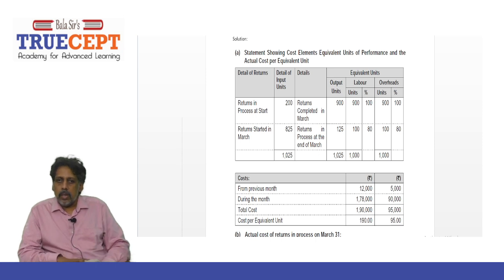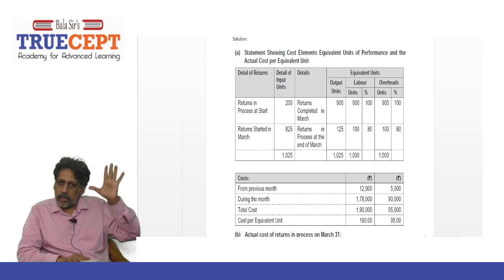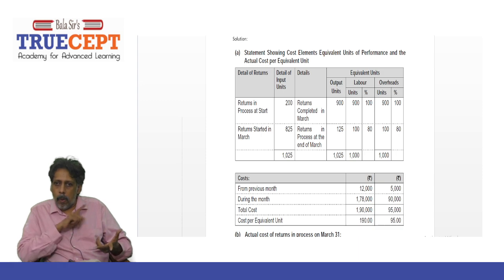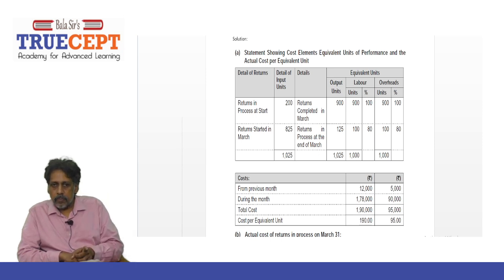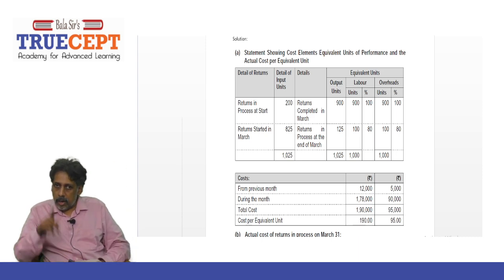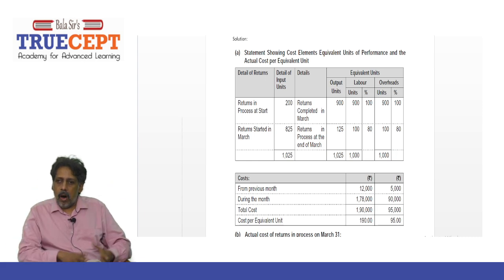Now just see the input column. If you want, you can skip this column. Just see opening work in progress. It is 200 units. When I say units, it's actually returns. And then another 825 units, you started working on 825 income tax returns. That is, in all, 1025 units are processed. Next, output: it is going to be units completed. We know 900 units have been completed.